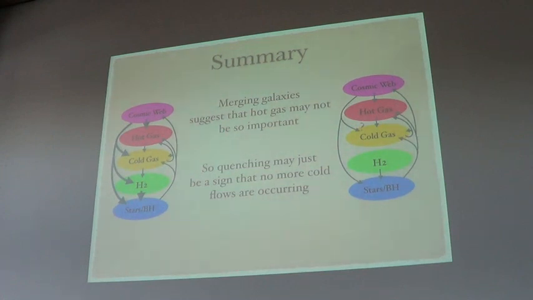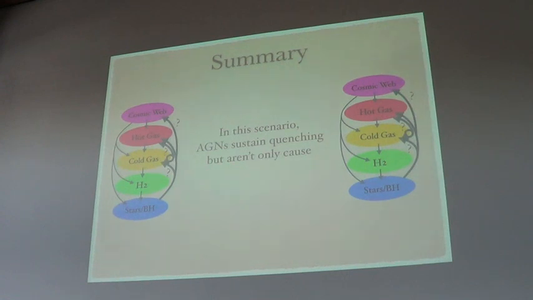Merging galaxies suggest that this hot gas path may not be so important, so quenching may just be a sign that no more cold flows are occurring, and it's just that the AGNs in galaxies are sustaining this or preventing easy reinfall from cold gas reservoirs. But of course you may have your own opinion. This is just my interpretation at the present time.